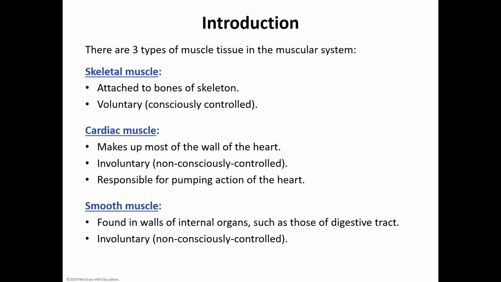It contracts involuntarily and it contracts under neuronal input, either from its own internal neuron structure, which we'll talk about at a later time, or it responds to nerve input from the autonomic nervous system to speed up or slow down your heart. Smooth muscle is found in the walls of internal organs. The digestive tract is the classic example of this. It's involuntary. You don't get to choose whether your food moves through your digestive system or not.